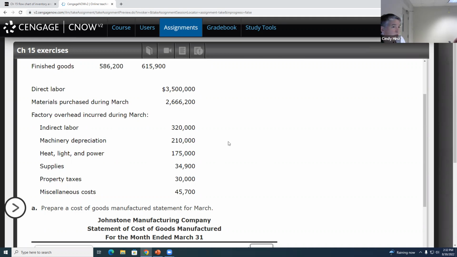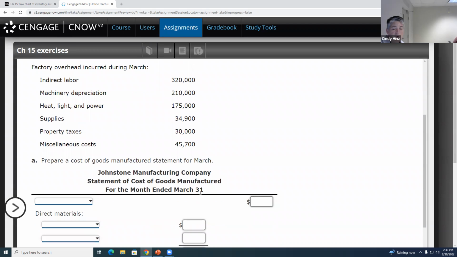It will make it easier for you to make that switch when we start talking about that on Thursday in chapter 16. So factory overhead incurred is added to that cost pool for factory overhead, and then we allocate it. So it's not a direct cost; those are indirect costs.